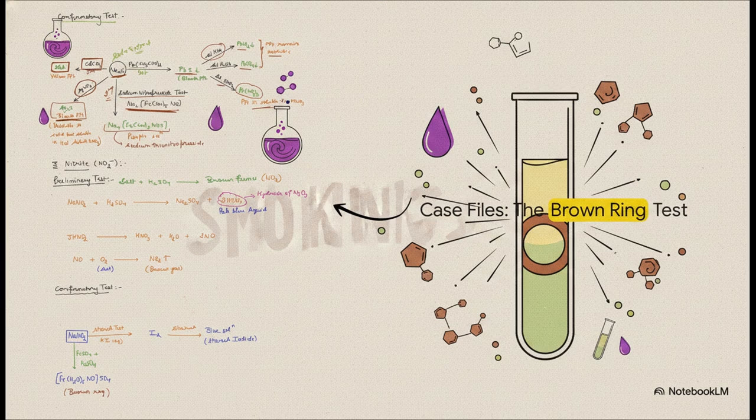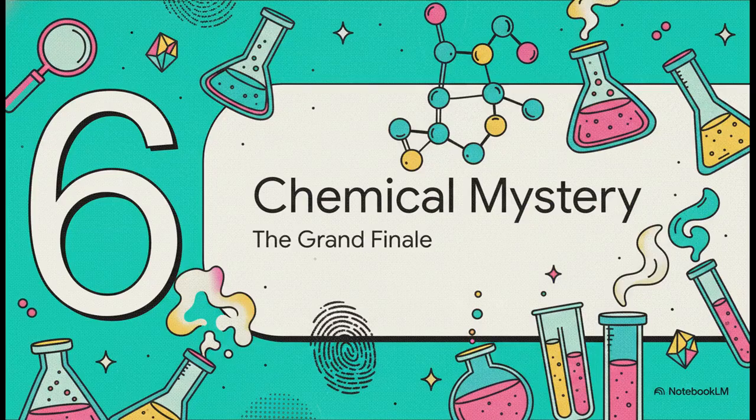Take the sodium nitroprusside test. Drop that reagent into a sulfide solution, and bam, you get this unmistakable gorgeous purple complex. Or the famous brown ring test for nitrite. By carefully adding iron sulfate and sulfuric acid, you create a literal brown ring right at the junction of the two liquids. That right there, that is the smoking gun. Case closed. And finally, Section 6.